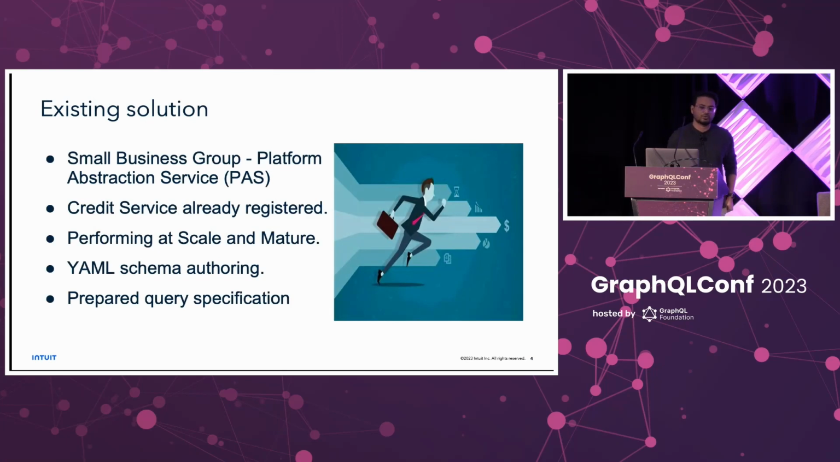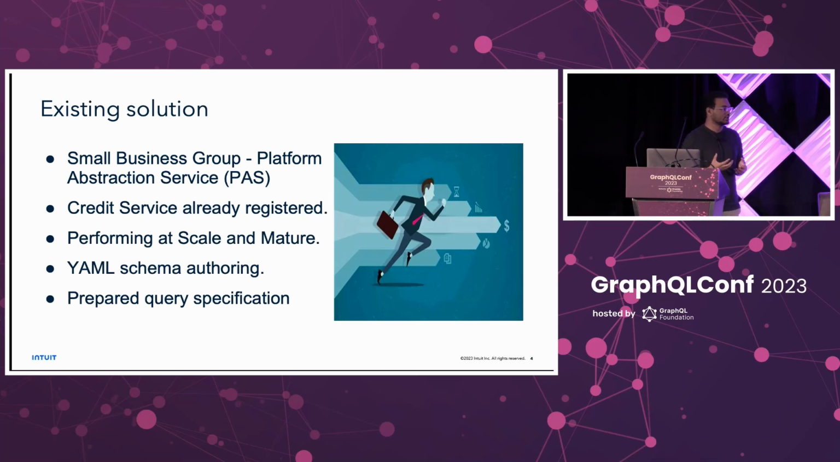Let's talk about what the existing solution was when we started. Back in 2017, GraphQL was just becoming more popular, and we already had an orchestrator in the small business group called the platform abstraction service. This orchestration service existed even before GraphQL became popular. It orchestrated across REST services using a prepared query specification, and it did a dynamic query model, but GraphQL was not the primary spec that it worked on.